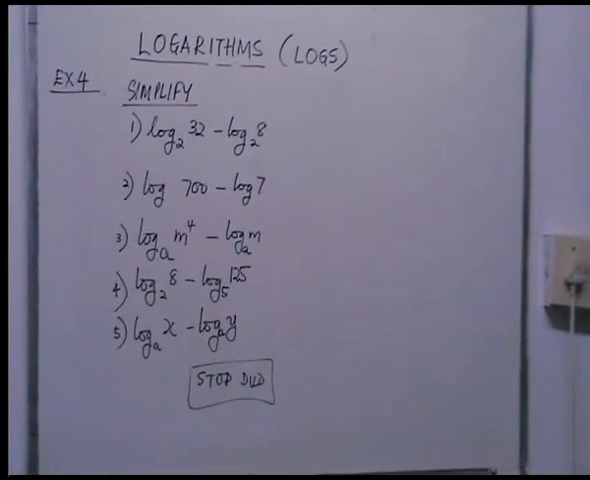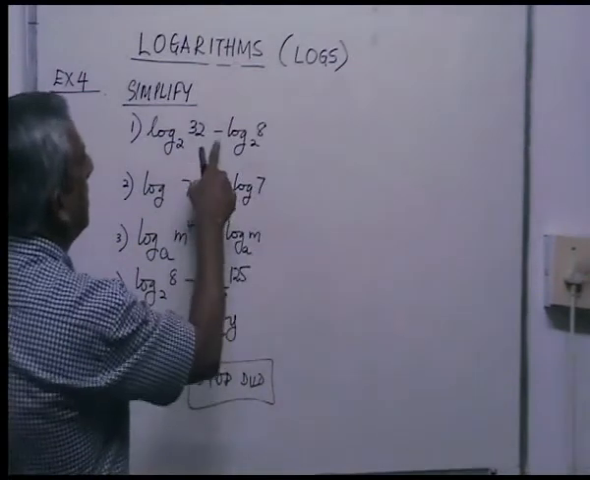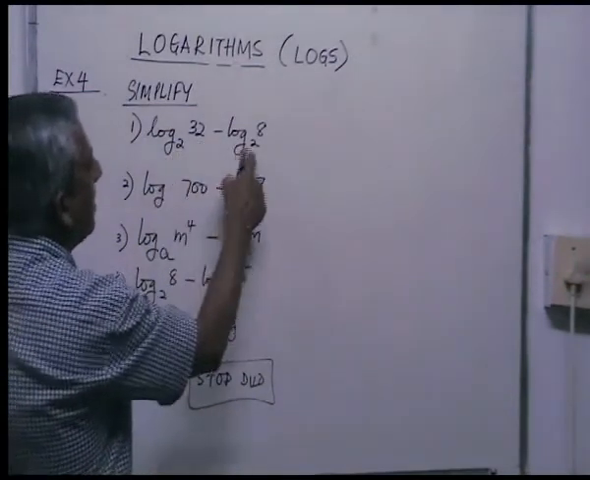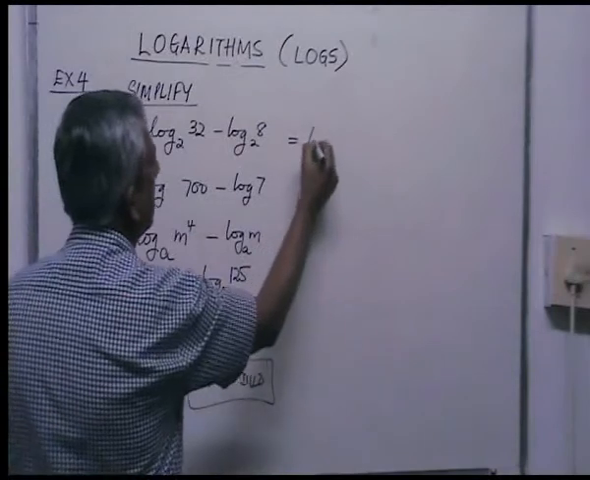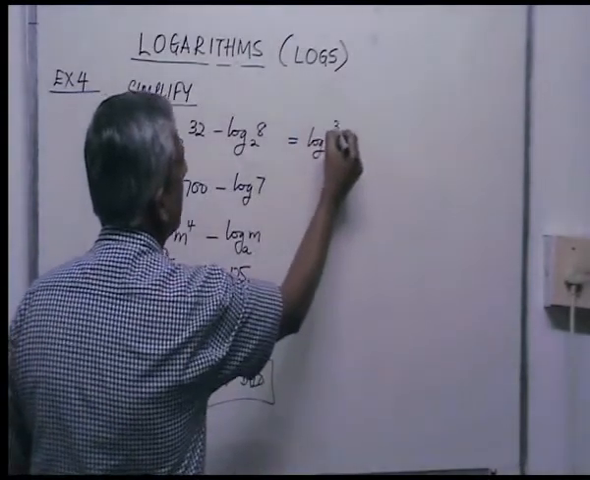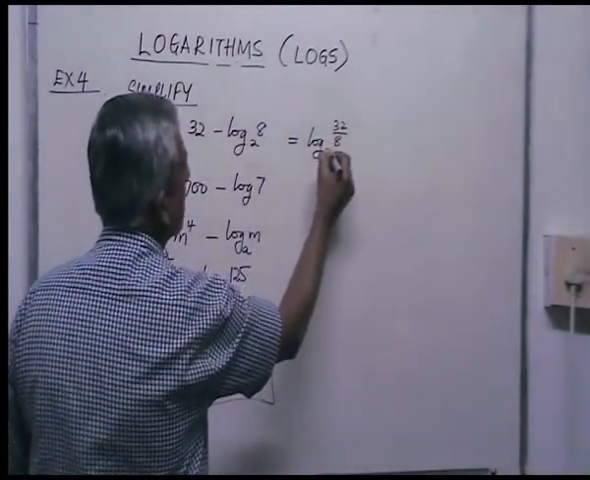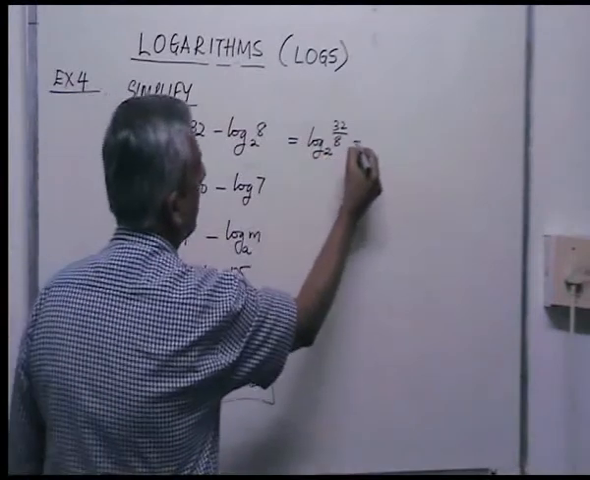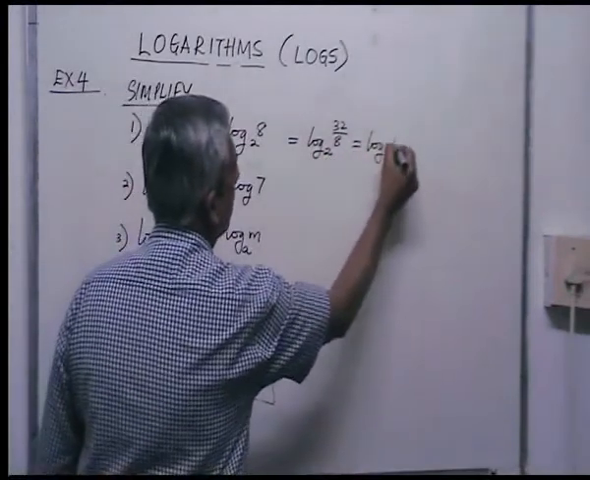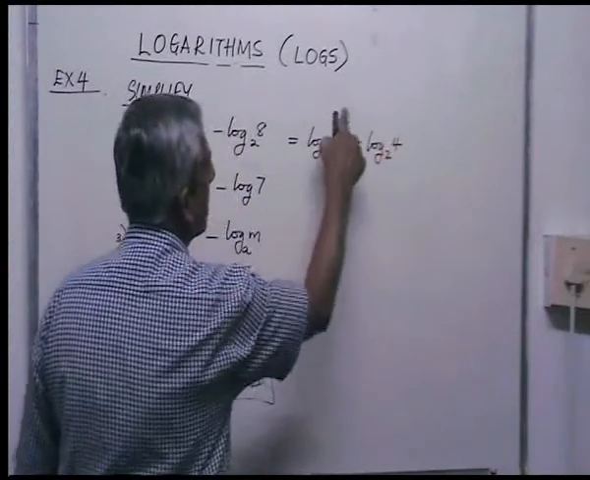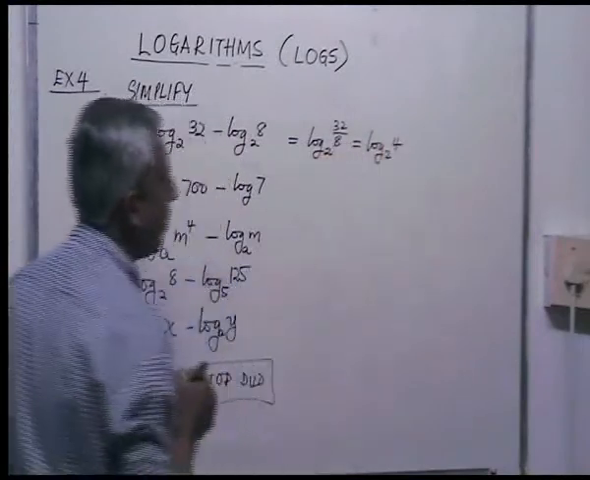Okay, welcome back. Right, number 1. Minus sign, bases are the same, therefore the law applies. Log of 32 divided by 8 to the base 2. And that becomes log of 4 to the base 2. 32 divided by 8 gives you 4.